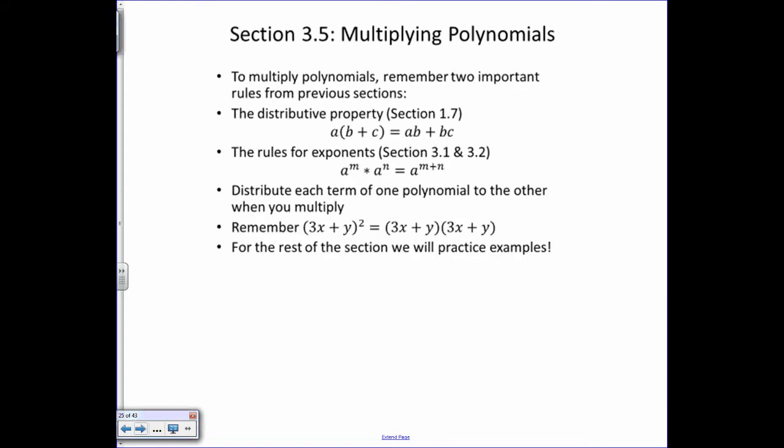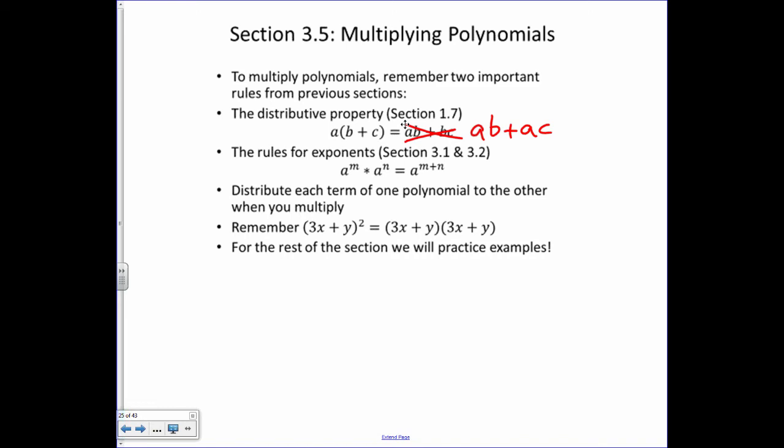To multiply polynomials, remember two important rules from the previous sections. From section 1.7, we talked about the distributive property. We said that if we multiply a times b plus c, we can rewrite that, and there's a typo here, as a times b plus a times c. The a distributes throughout the problem.